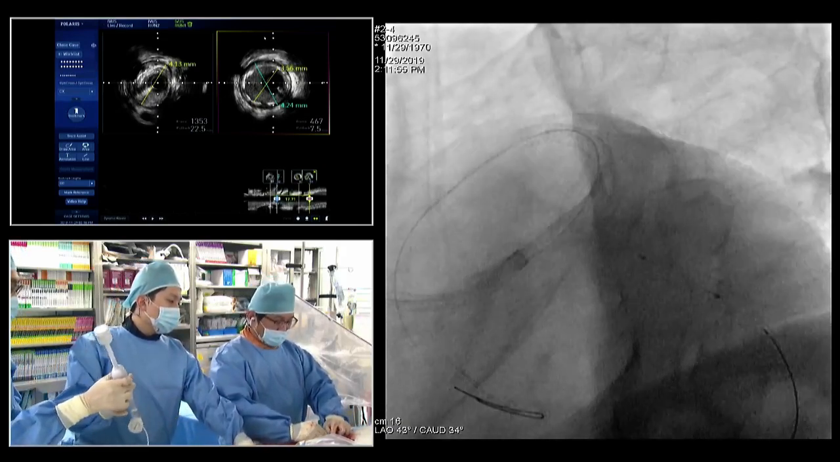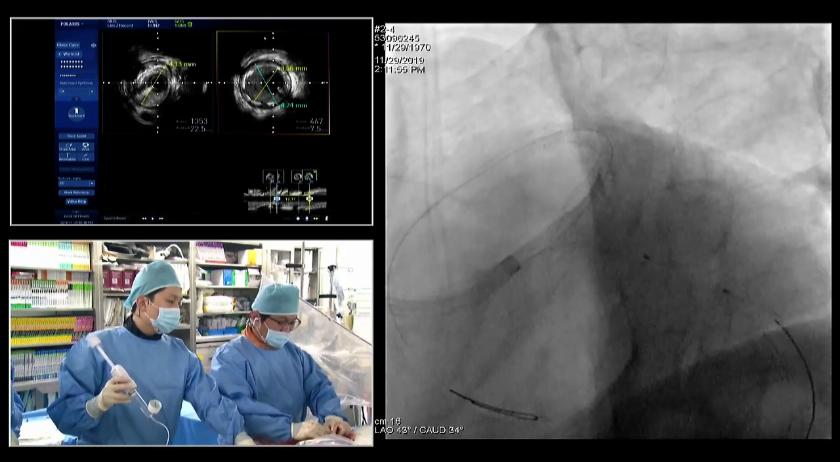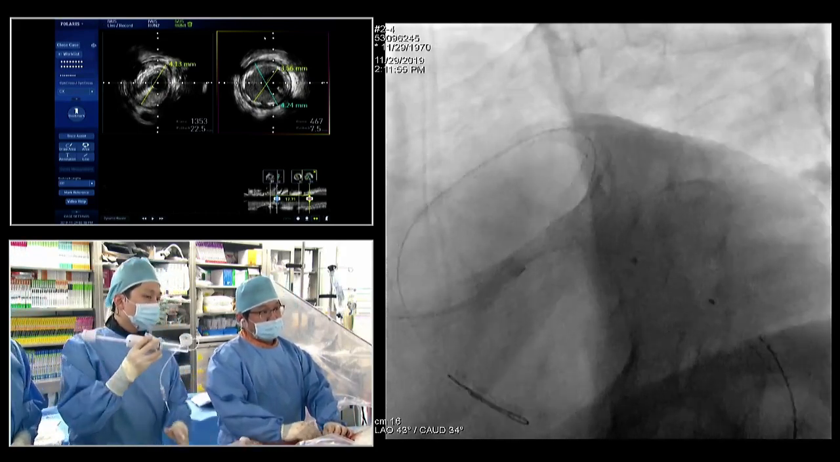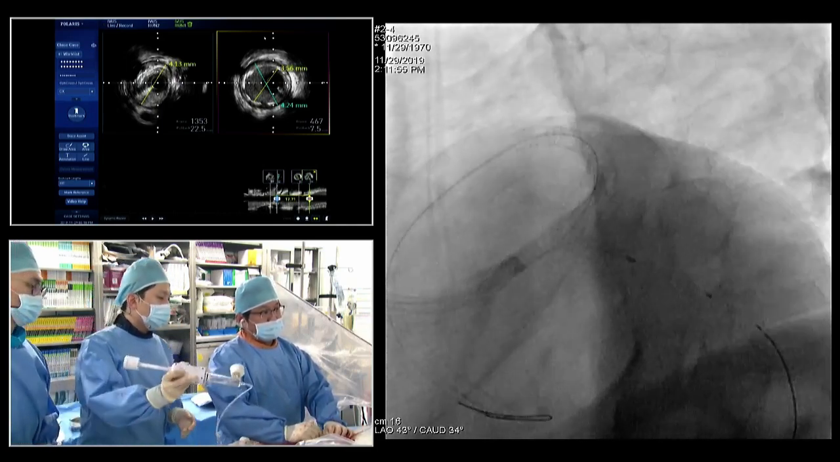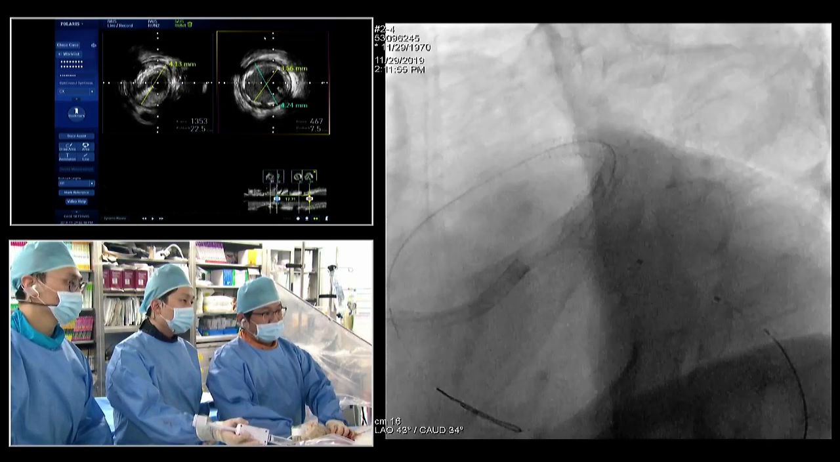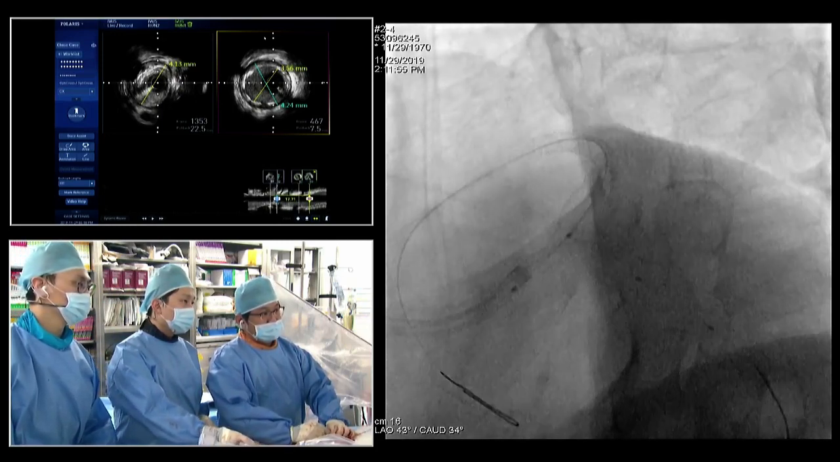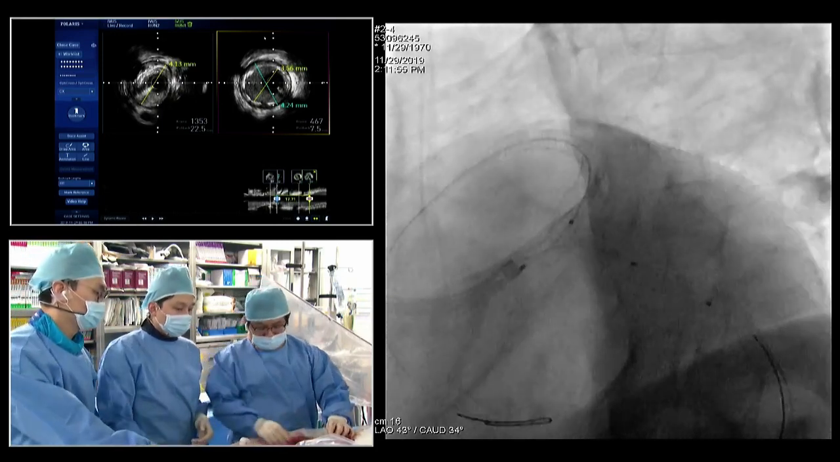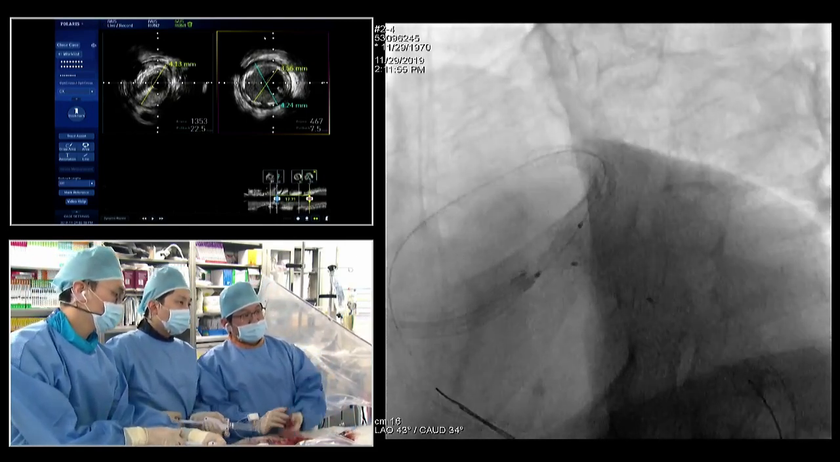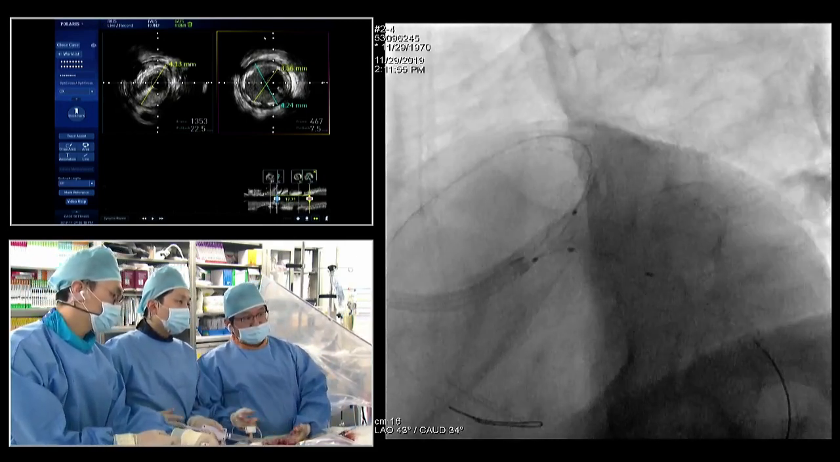Even sometimes the 4.0 and 3.25 high pressure balloons are not easy to deliver, even with an 8-inch guiding catheter. That's why we prefer the large bore 8-inch guiding catheter rather than 7-inch or 6-inch. Okay, it's good. High pressure. LAD 4.0, circumflex 3.25.